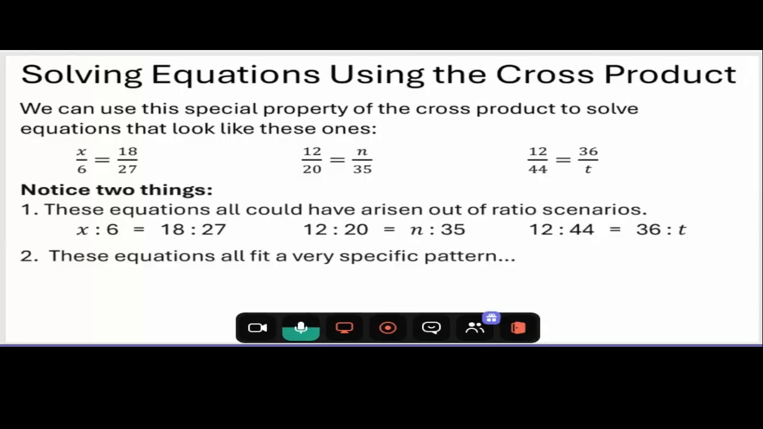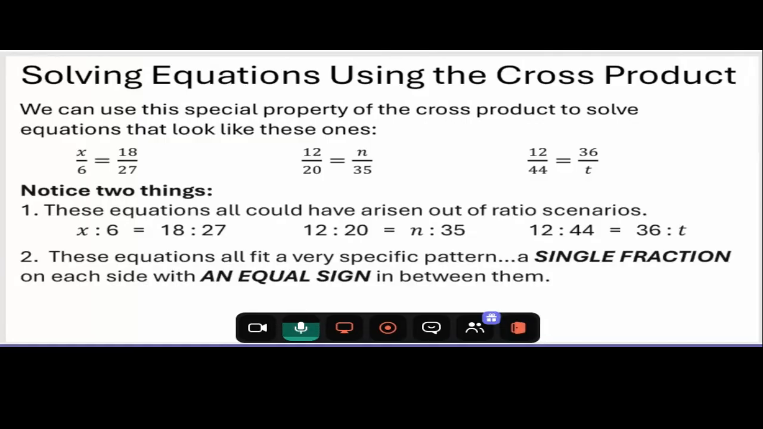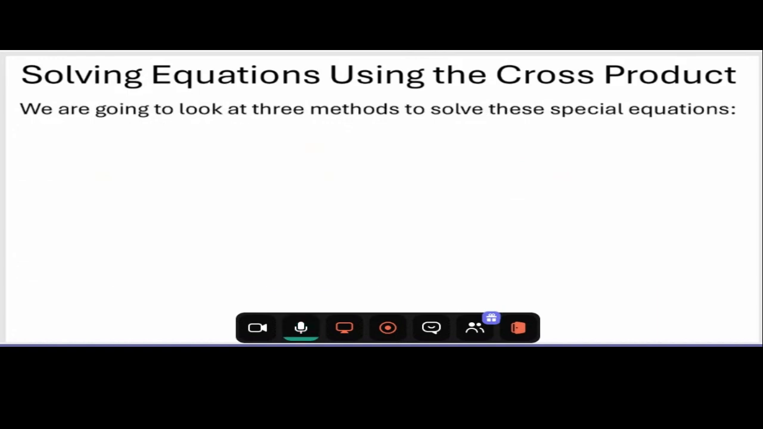And then secondly, they all have a very specific pattern. This is what I already talked about. They have a single fraction with an equal sign in between them. Cross multiplying using the cross product does not work for any other situation. So there, I stressed that out. A single fraction in blue with an equal sign in between them in red. The only time this pattern can be used to help us solve equations. Okay, what we're going to do is we're going to solve these three ways. We're going to first do it a pretty fast way, and it's probably the one that if you have some vague memories of cross multiplying, it's probably the one you remember.